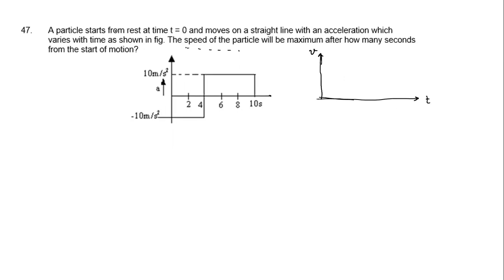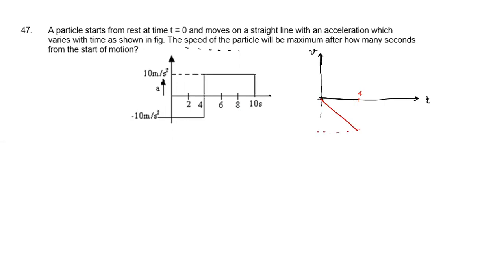So what is given: it starts from rest, so the initial velocity is 0. And here acceleration is negative and constant, so the slope will also be negative and constant. So let's draw the VT graph. What would the VT graph look like? From here up to 4 seconds, the slope is minus 10. So the value becomes equal to minus 40.